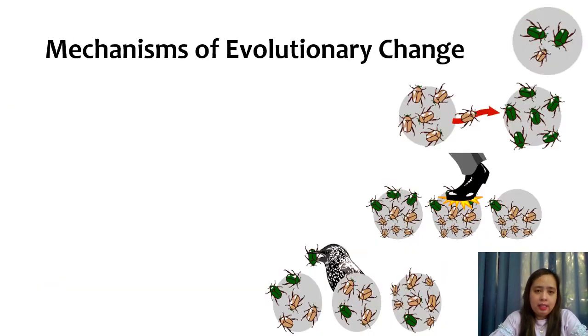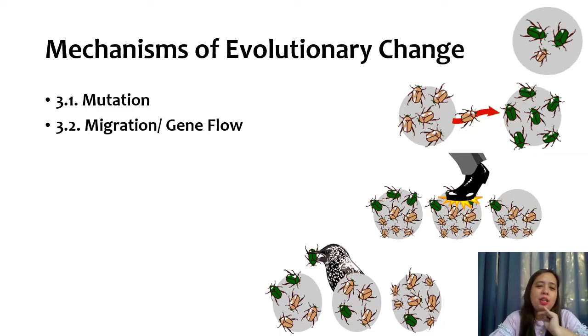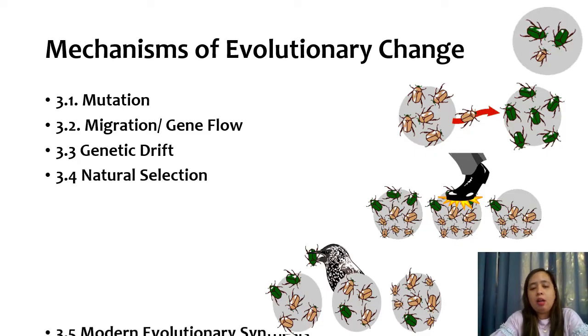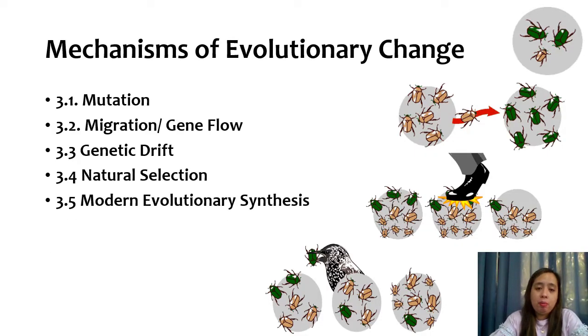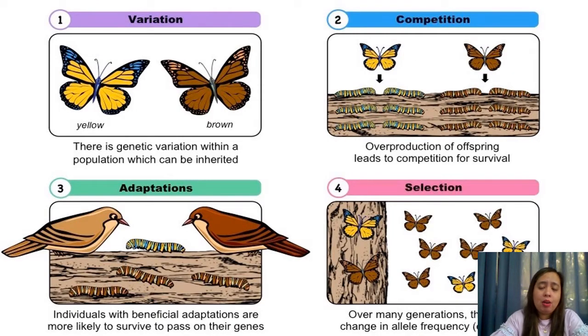So natural selection, again, here's the topic. We finished mutation, migration, and gene flow, and we have finished genetic drift. Now we'll be talking about natural selection and probably the modern evolutionary synthesis. However, I might give that modern evolutionary synthesis to you as part of your reading.